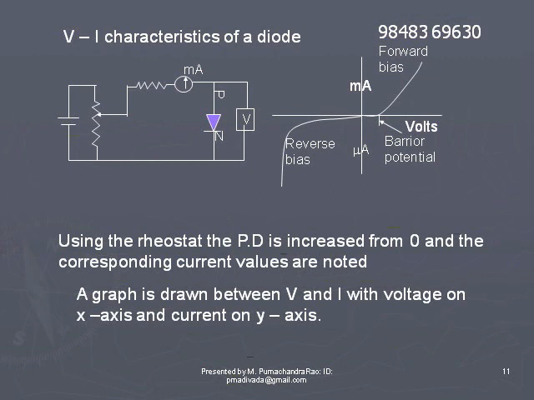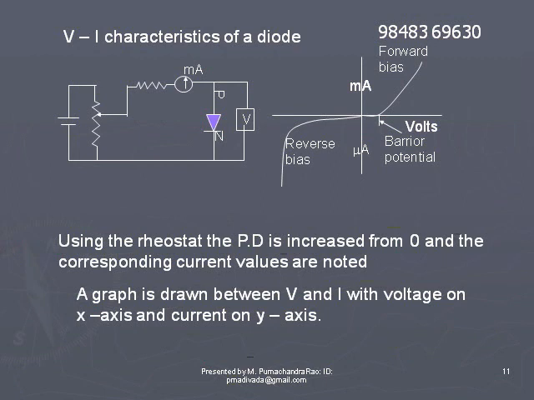Now the terminals of the battery will be interchanged. Positive will be connected in the downward direction and negative will be in the upward direction. Then the diode is reverse biased. Once again, the voltage is increased in the opposite direction and the current is measured.